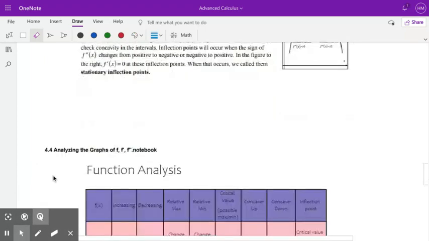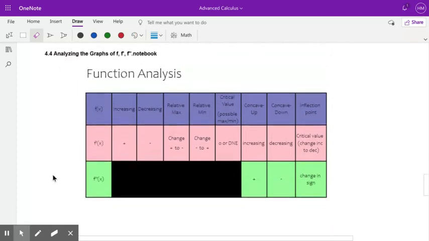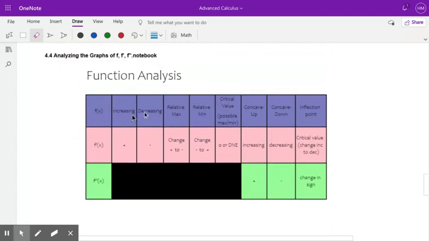So here is the chart that you're pretty familiar with at this point. So far we've been looking at the first two rows, and looking at how to tell if f is increasing, you look at where the derivative is positive.